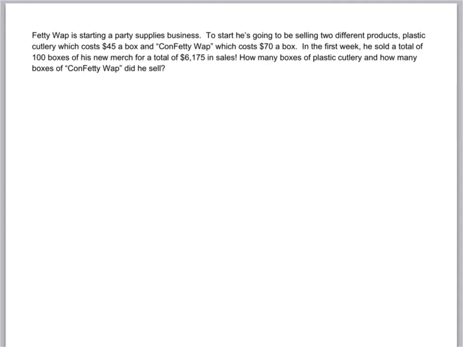All right, so Fetty Wap is starting a party supplies business. He's going to start by selling two different products. He doesn't want to go too crazy too fast. Plastic cutlery like forks, knives, spoons, things like that, costs $45 a box. And then he has confetti wap that he's selling, which costs $70 a box.